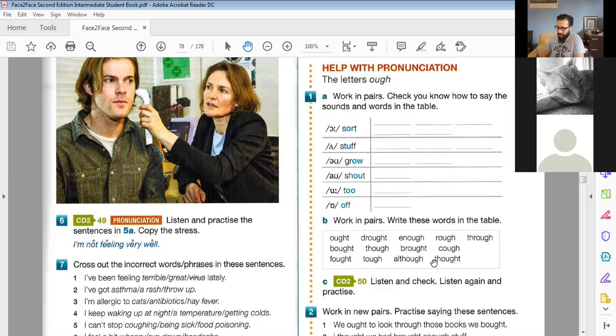Yes, clear voice. Okay. Now let's talk a little bit about this combination. These four letters, the O, U, G, H. And of course, they're pronounced slightly differently from word to word. Now, let's start with this exercise. It says, work in pairs, check you know how to say the sounds and words in the table.